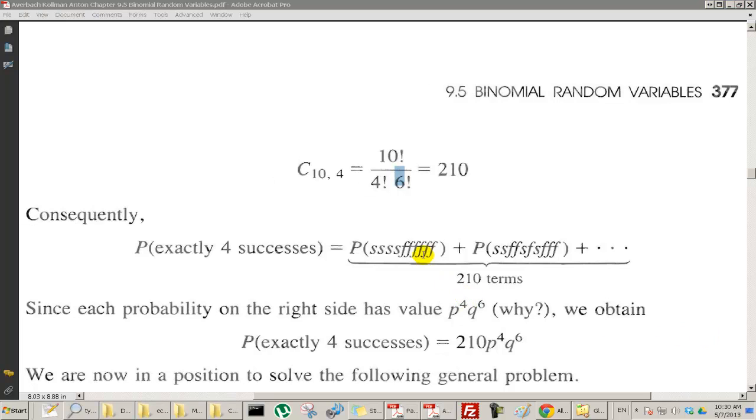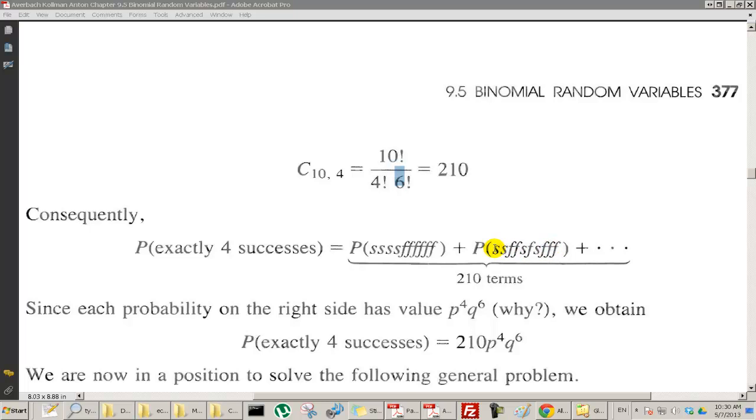But for each term, the probability of this is going to be what? You're going to have 4 s's and 6 f's, so it's going to be p to the 4th, q to the 6th. Here, again, you're still going to have 4 s's and 6 f's, so it's still going to be p to the 4th, q to the 6th.